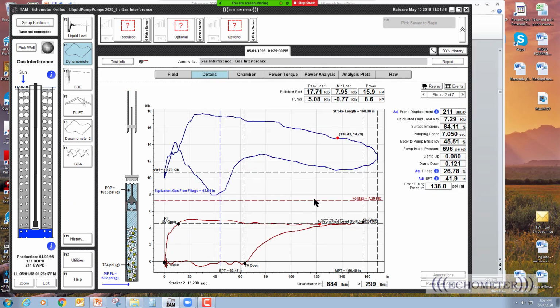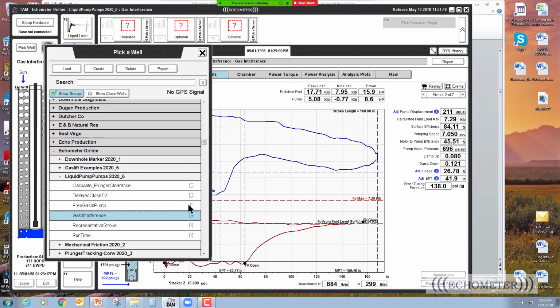This is a great example to look at tubing fluid gradients. It's got a really high gassy fluid level, a gas compression curve. This is an example I've had for a long time. It's really a good example. If I pick another well, let's look at what other wells we have. We have several other wells.